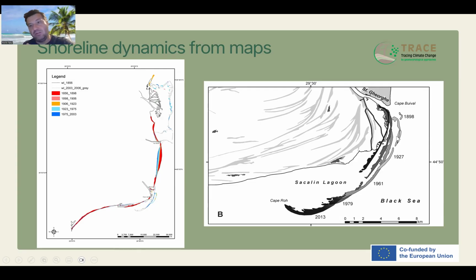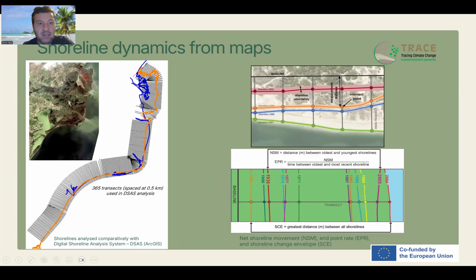So transverse movement to the mainland. When we have, let's say, different generations of shorelines extracted either from maps or from other sources, it is very important to track these differences and to track their dynamics, which is not always easy.